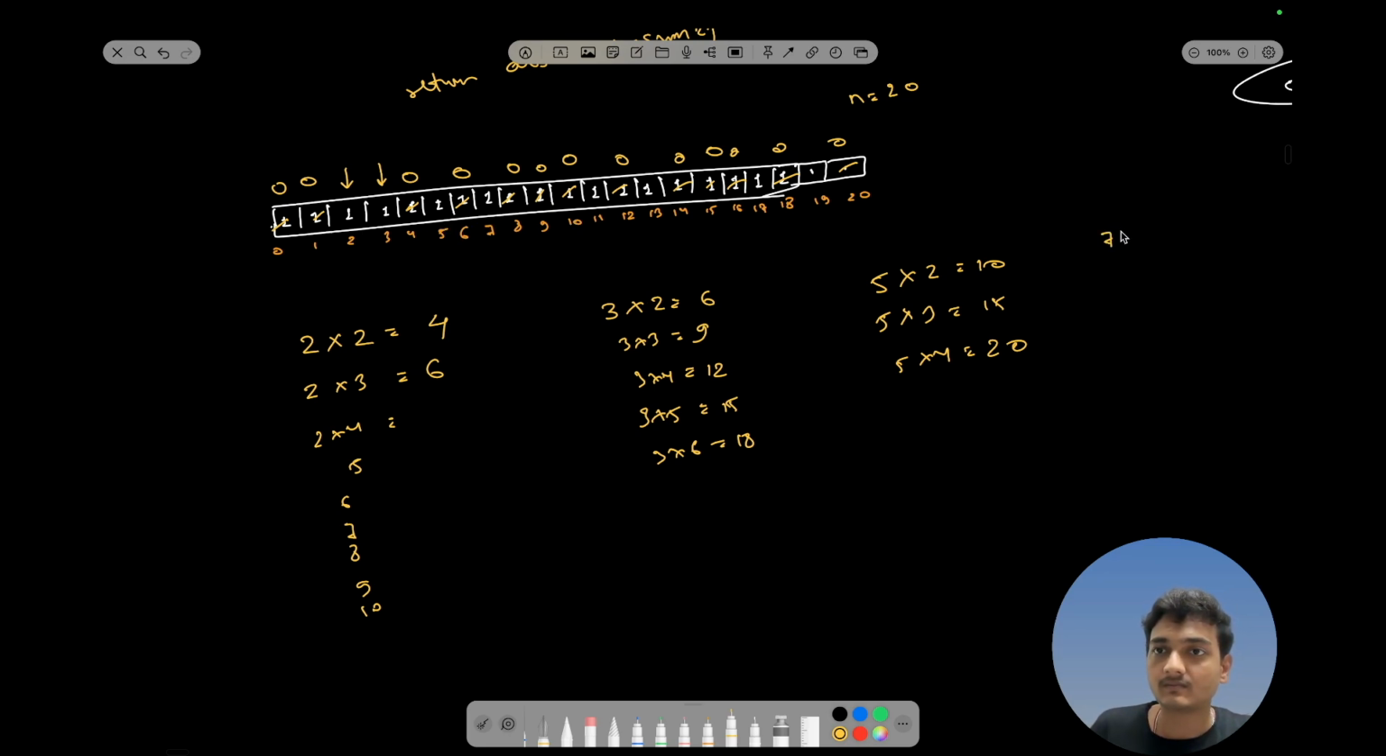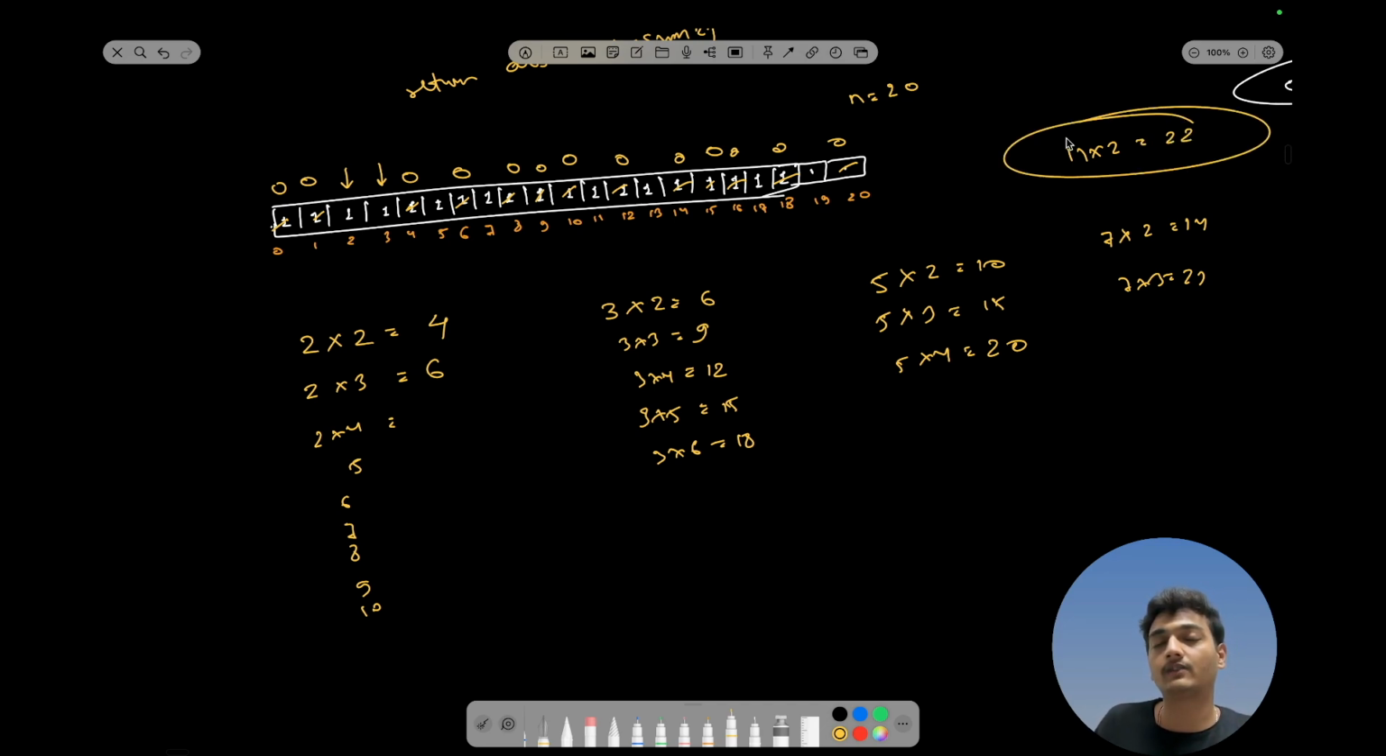7 into 2 is 14, which is marked as 0. 7 into 3 is 21. So not a problem. Now 8, 9, 10, 11. Okay, I have to do for 11. So 11 into 2 is 22, which is out of this range. So I don't have to do it for 11.